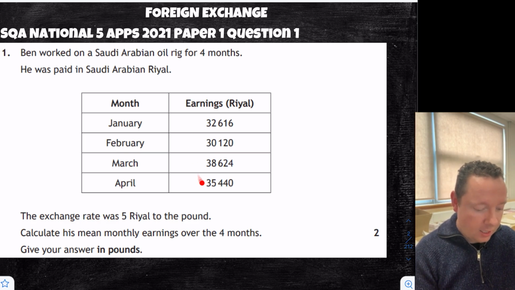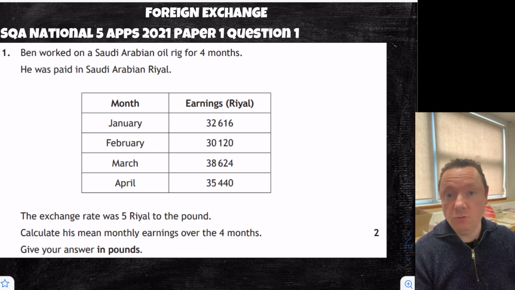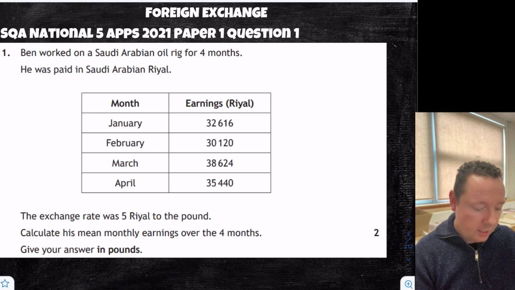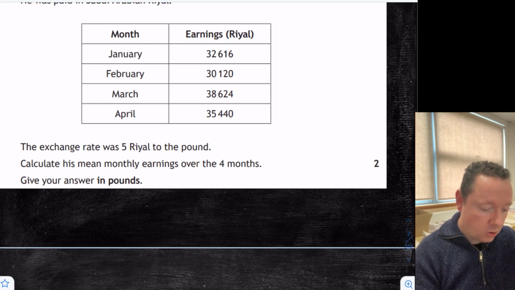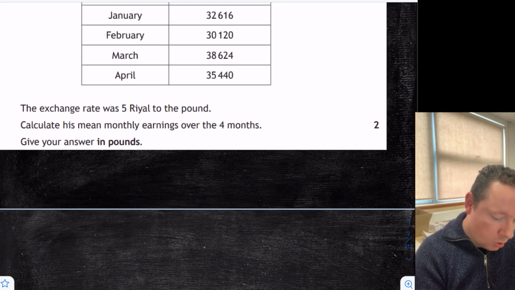So to work out the mean, you add them up and divide by how many there are, which is 4. To change it back to pounds, you divide by the exchange rate, which is 5 real to the pound. So let's go ahead and add these numbers up. We can just add in an extra box at the bottom and add these numbers up.